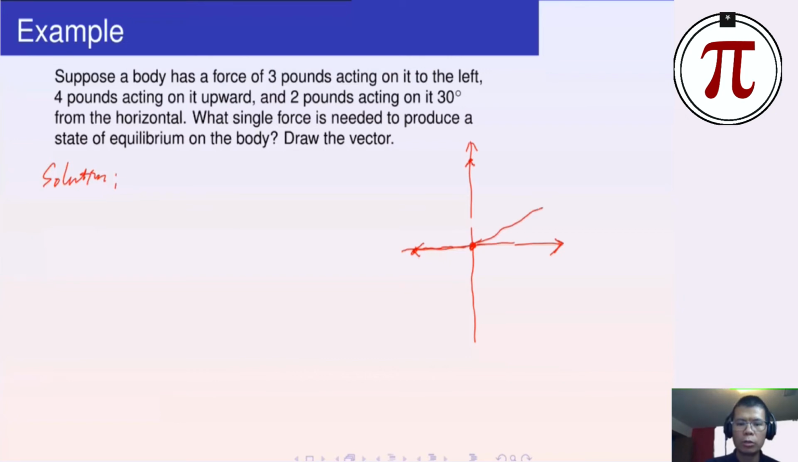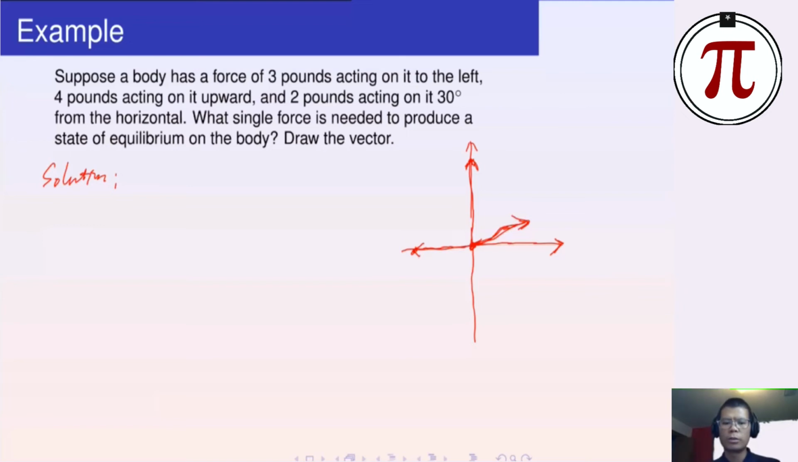Two pounds, right? So the length, the magnitude should be just 2. Is that right? Okay, something like this. Now we want a single force needed to produce a state of equilibrium. Basically we need to find the composite force of these 3 single forces, and then take the negative of that force.